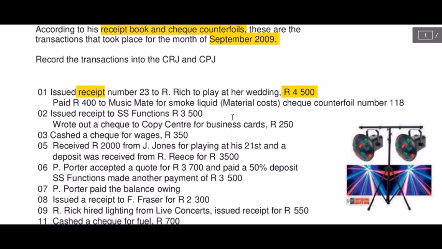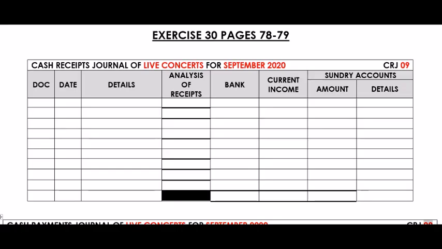Okay, let's go to the CRJ. It will be receipt number 23 on the 1st to RH. We will put the 4,500 Rand into analysis of receipts, and because it's the only transaction for the day, we can bank that value, and it was for a DJ gig, so it goes to current income.